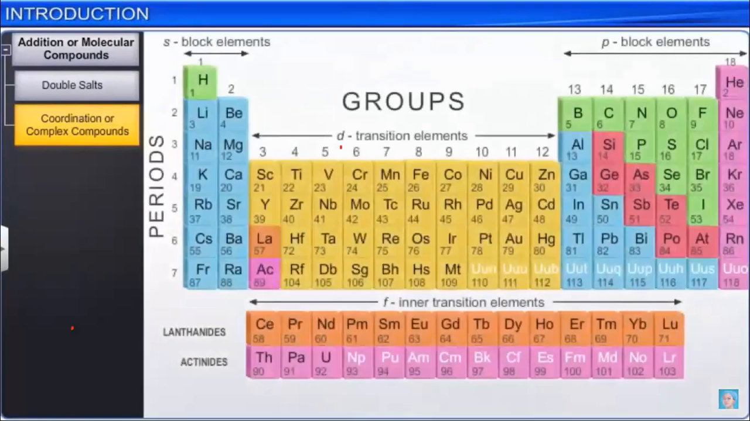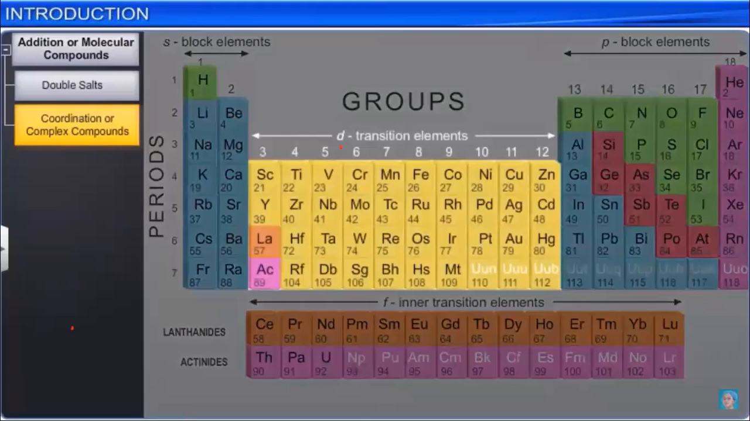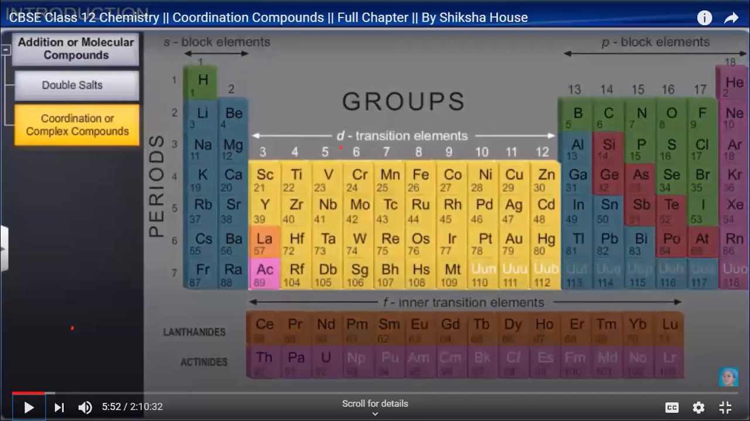Transition metals show a greater tendency to form complex compounds. So see here, most of the complexes are exhibited by these d block elements. Transition elements come majorly, because there is a vacancy in their d orbitals. We have vacancy in the d orbitals, right?